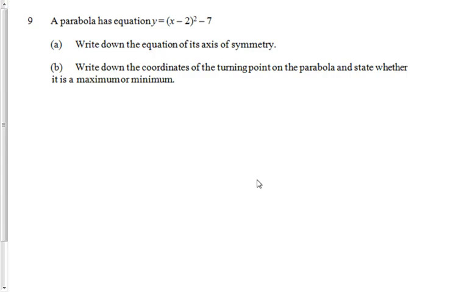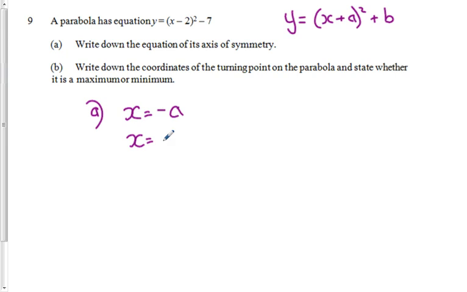Now, last up on this one is question 9. A parabola has the equation y equals x minus 2 all squared minus 7. A, write down the equation of the axis of its symmetry. And B, write down the coordinates of the turning point on the parabola and state whether it is a maximum or minimum. Now, of habit, I normally find the turning point first, but we'll have a look at this because we know that for A, the equation of the axis of symmetry happens when x equals negative a. And we can see already that we've recognized this as a completed square form. Y equals x plus a all squared plus b. So this minus 2 in here is our plus a. So if x happens at negative a, then x must equal negative negative 2, which is positive 2.